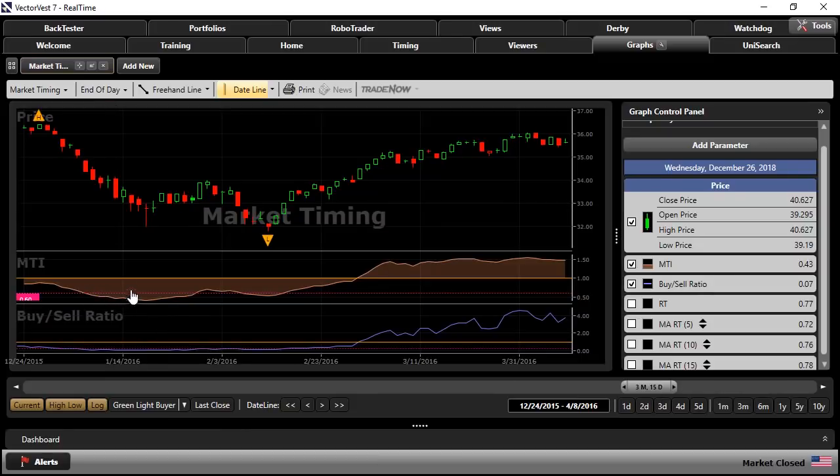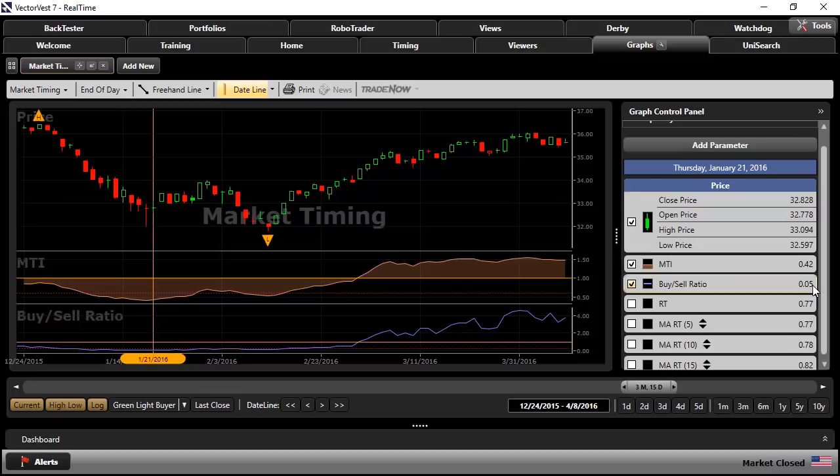Notice where the MTI is below that level of 0.60. I want to find a good low level, 1.21. 1.21, look at that. MTI, 0.42. The buy to sell ratio, 0.005. That's way low.